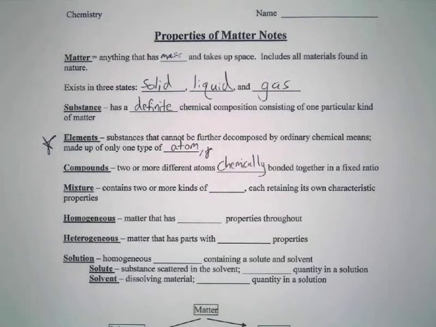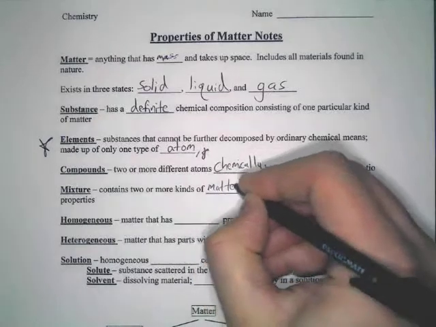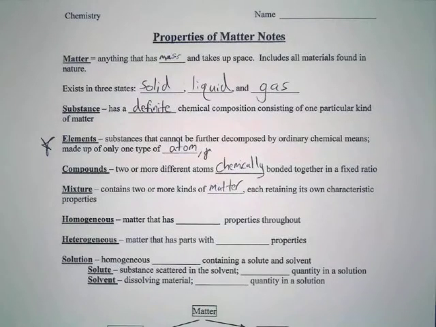All right, mixture. Next type. Contains 2 or more kinds of matter, each retaining its own chemical properties. Now, what does this mean? Well, let's give you an example of this. The key thing with a mixture. All right, if you have a mixture, let's say this. I've got some sand. There's sand in here. I've got salt. And I'm going to fill this beaker with water.